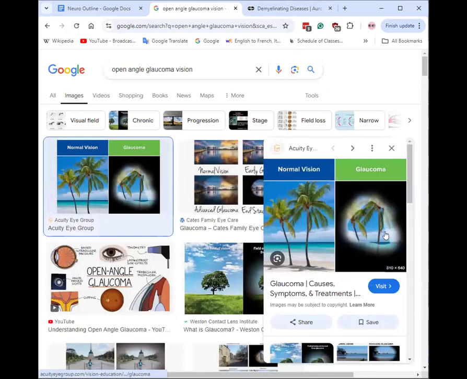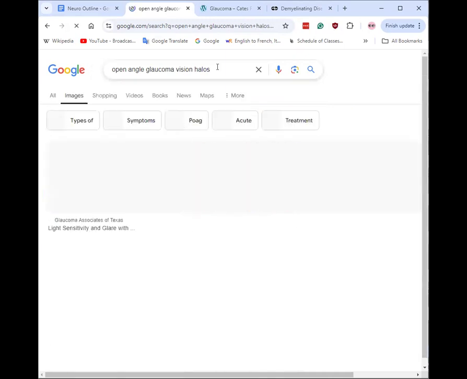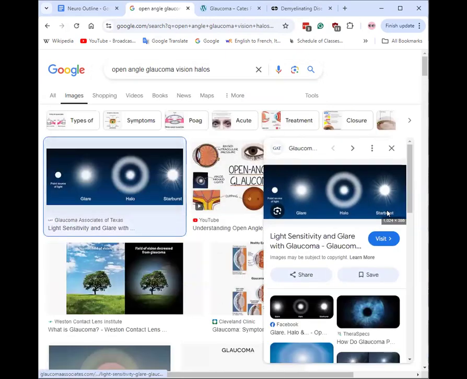So here, again, let's see if we can get some halos going. That's a difference between a glare and a halo, so be careful on the wording on that.